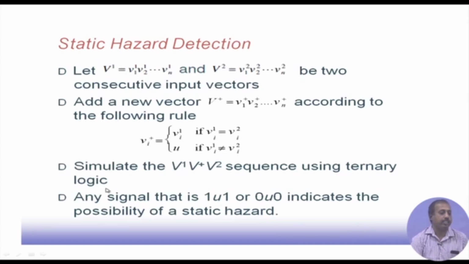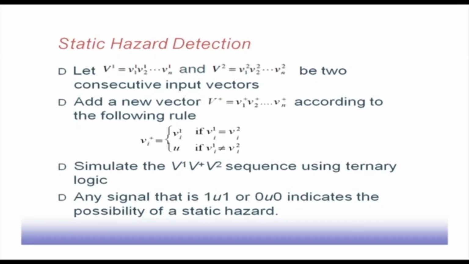Now, how do we detect these hazards? Suppose V1 and V2 are two consecutive input vectors. I have a circuit that has n inputs, and V1 and V2 are two n-bit vectors, with individual bits V11, V21, up to Vn1. First, we want to see if there can be a hazard between these two. So, what we do is add a new vector V plus, which is given by V1 plus V2.